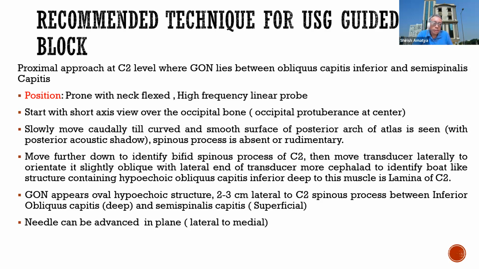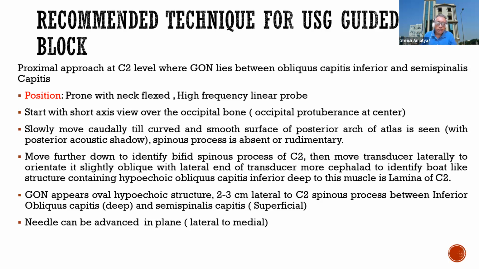Once we get the bifid spinous process of the C2 vertebra, we usually tilt the transducer so that one end of the transducer is at the level of the transverse process, and another end, that is the lateral end of the transducer, is directed more cranially, so that the probe is along the long axis of the obliquus capitis inferior muscle.